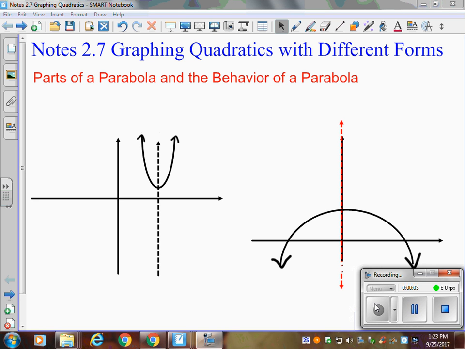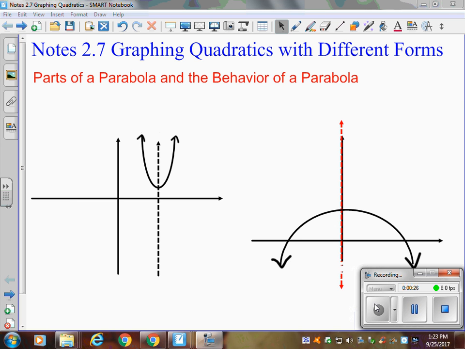Alright, so today the title of our lesson, Graphing Quadratics with Different Forms, relates to the fact that you have only looked at standard form equations before for quadratics, and there are other forms. But we're going to take an in-depth look at graphs of quadratics first, before we get to the different forms of them, to learn the parts and what they do and what's important to know.